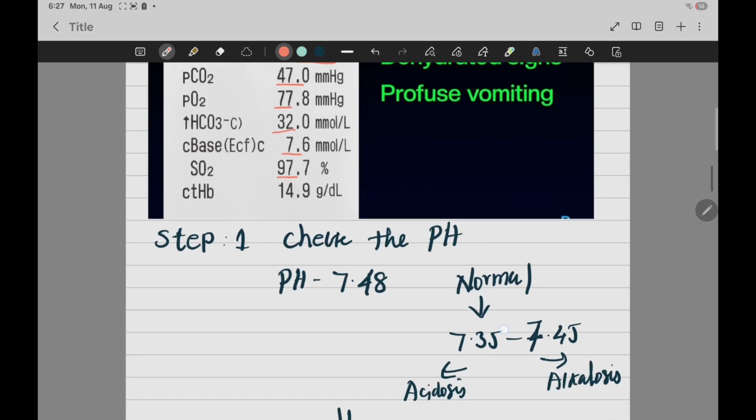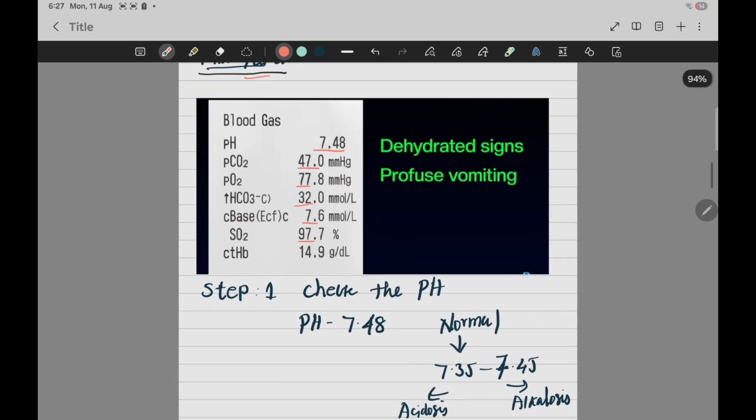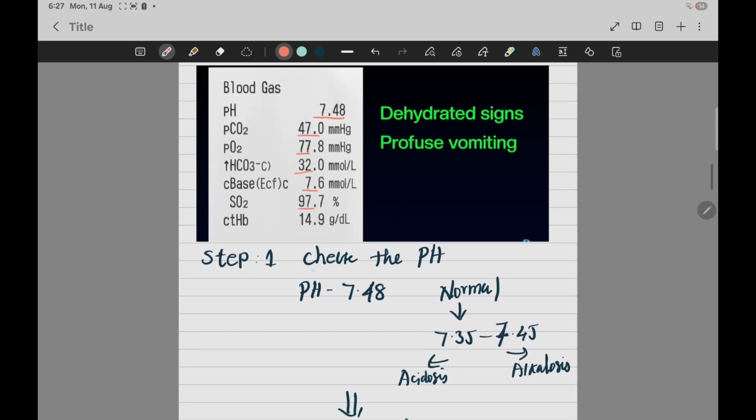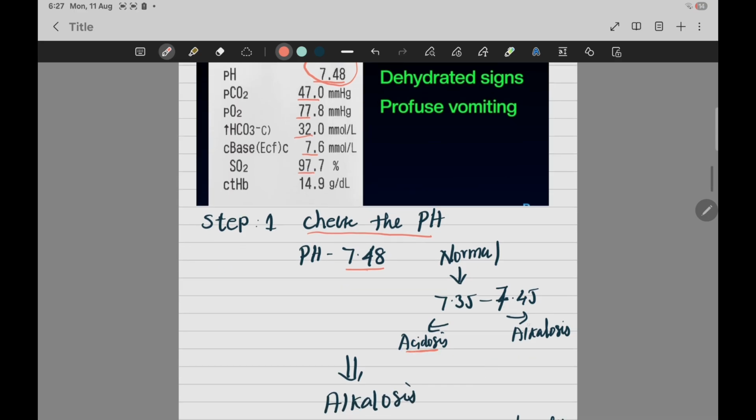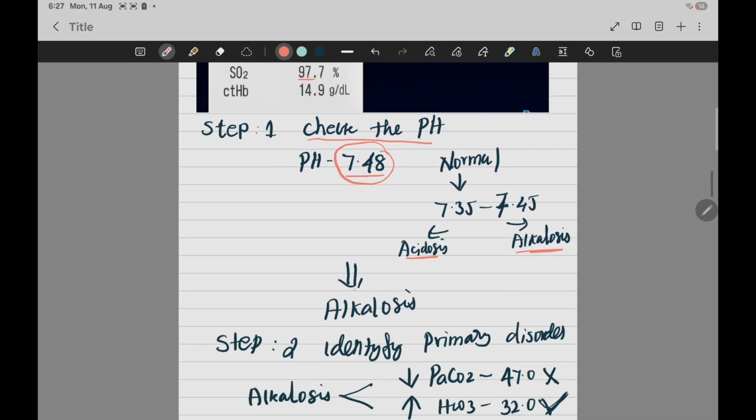Okay, now we are going to interpret. The first step, as I told you, is to check the pH level. What is the pH level? 7.48. What is the normal level? 7.35 to 7.45. Less than 7.35 is acidosis, more than that is alkalosis. What is the value here? 7.48. So this is alkalosis.